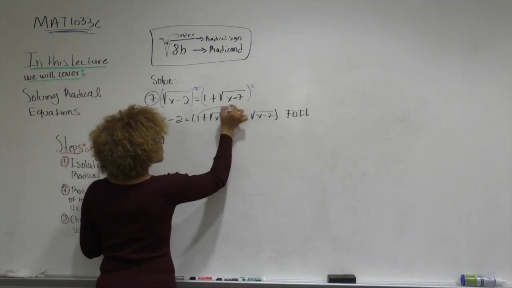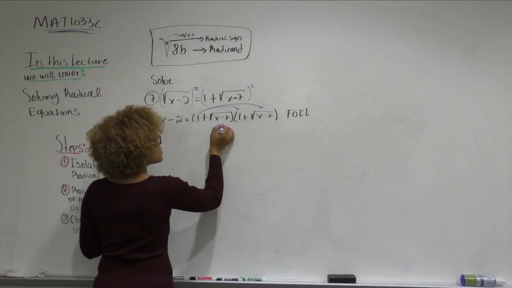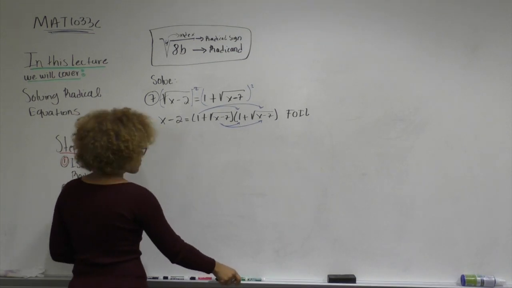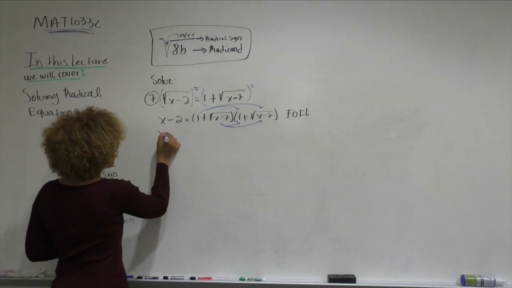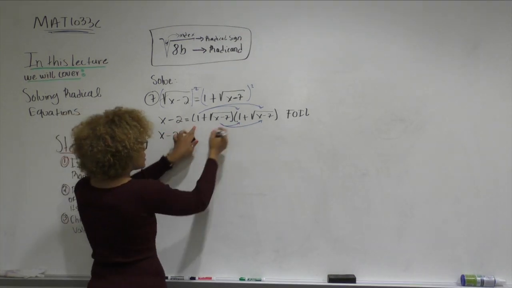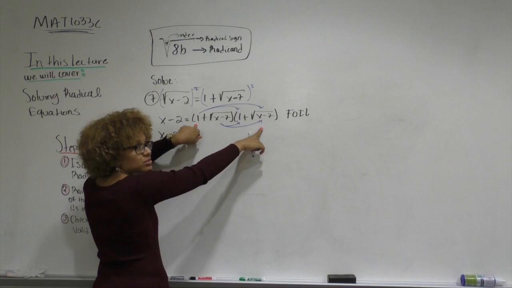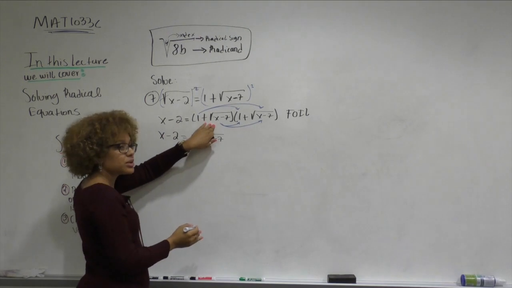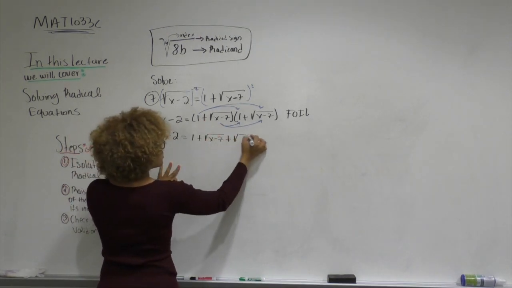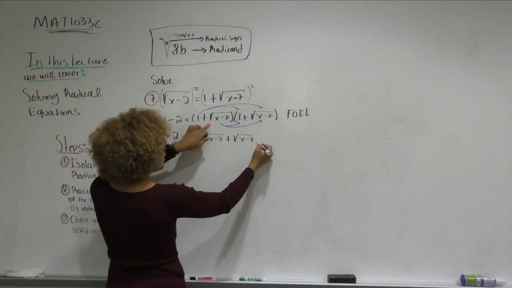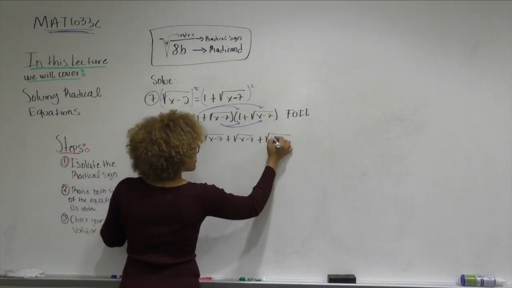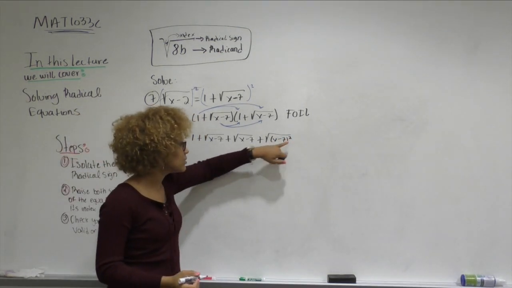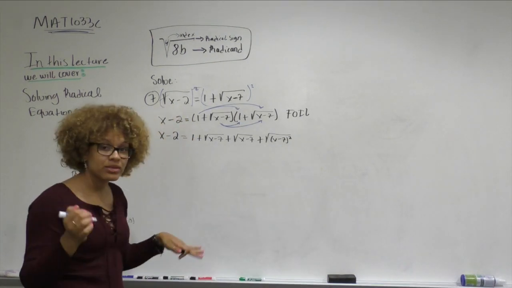So it's going to be 1 times 1, 1 times a radical, radical times 1, radical times radical. So I have x minus 2 equals 1 times 1 is 1. 1 times the square root of x minus 7 is plus square root of x minus 7. Square root of x minus 7 times 1 is plus square root of x minus 7. Radical times radical is going to be plus square root of x minus 7 squared, right? Now what do you think is going to happen with this radical and this square? They're going to cancel. But let's do baby steps, one step at a time.